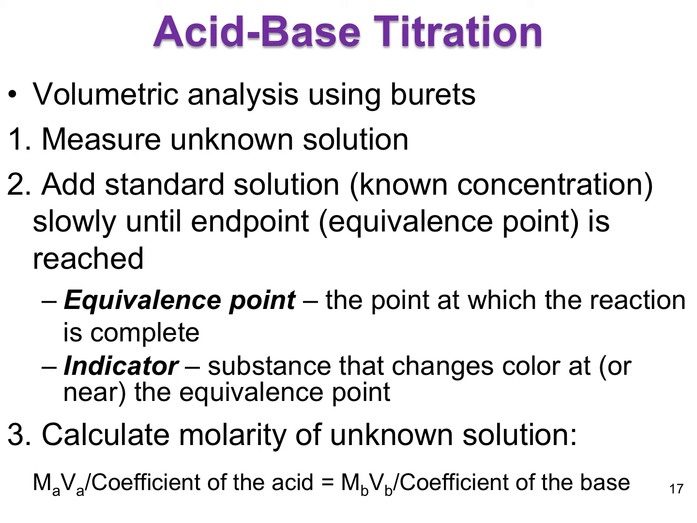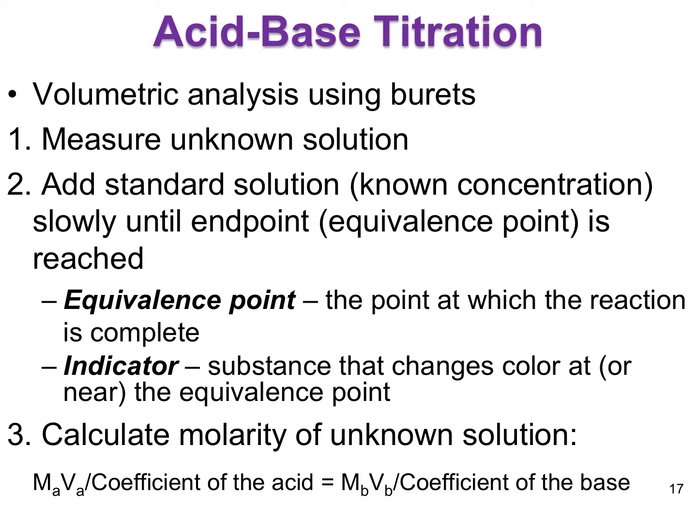The unknown solution is accurately measured into glassware, usually an Erlenmeyer flask. This solution is often diluted with deionized water, and an indicator is added such that the endpoint of the reaction can be seen. An indicator is a substance that is added in a small amount and that changes color at or near the endpoint of the reaction. The endpoint of the reaction, also known as the equivalence point, occurs when the acid and base are in stoichiometrically equivalent amounts such that neutralization has occurred. In this case, neither the acid nor the base are in excess.